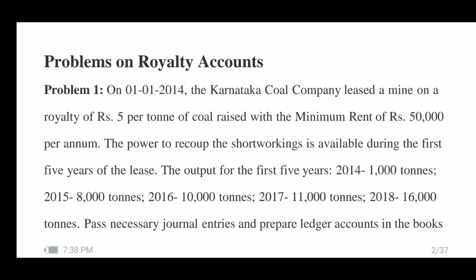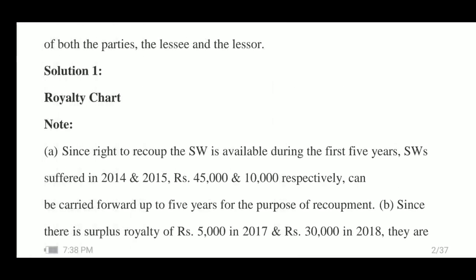See, in the year 2014, the first year, the output is 1000 tons. In 2015, 8000 tons. In 2016, 10,000 tons. In 2017, 11,000 tons. In 2018, 16,000 tons. You are required to pass journal entries and prepare ledger accounts in the books of both the parties.